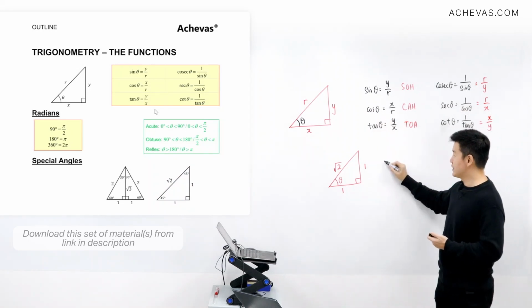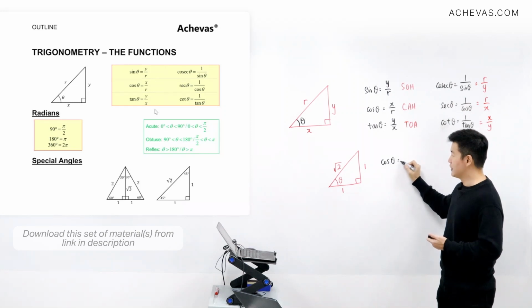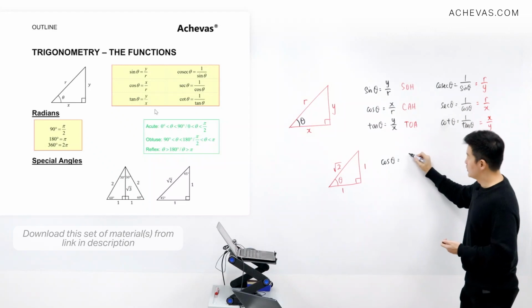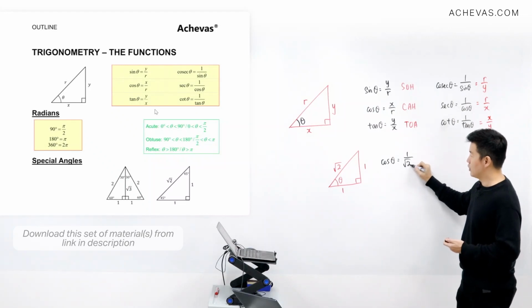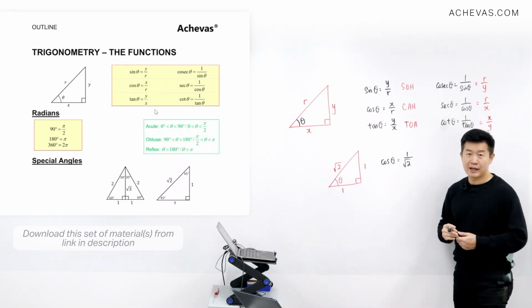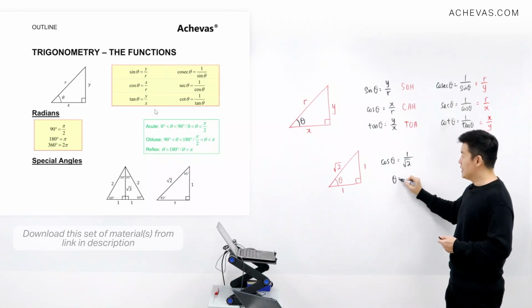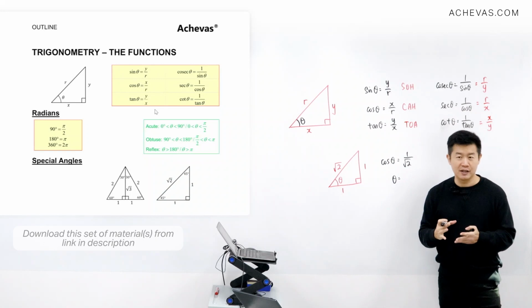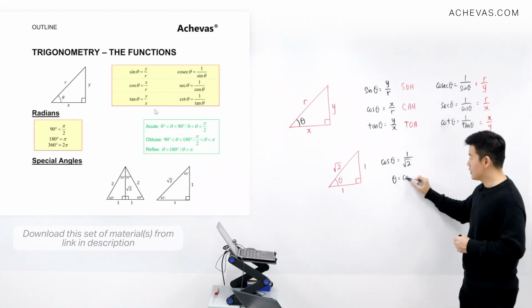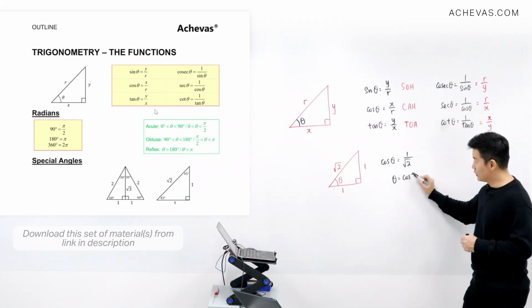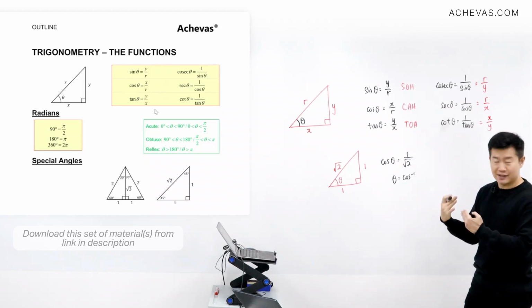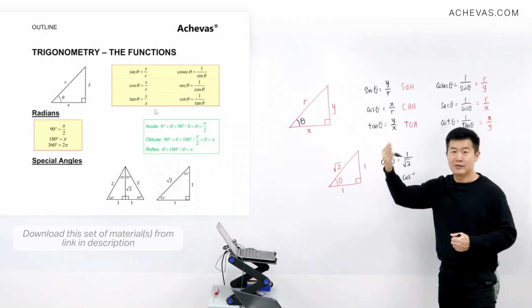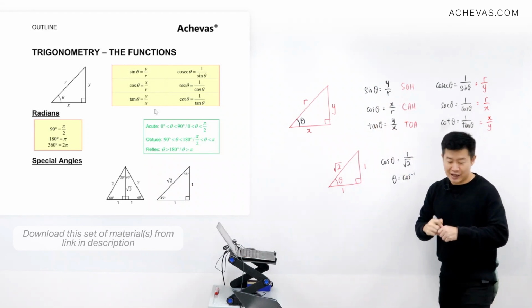So if I were to use cosine, then I know cosine of this angle, theta, is going to be adjacent over the hypotenuse. So it's going to be 1 over square root of 2. In order for me to find theta, we need to reverse the effect of cosine. And to reverse the effect of cosine, the notation is this: cosine inverse, okay? This notation here represents the reversal of the cosine function, which means that for sine, it will be sine inverse. For tangent, it is going to be tangent inverse.